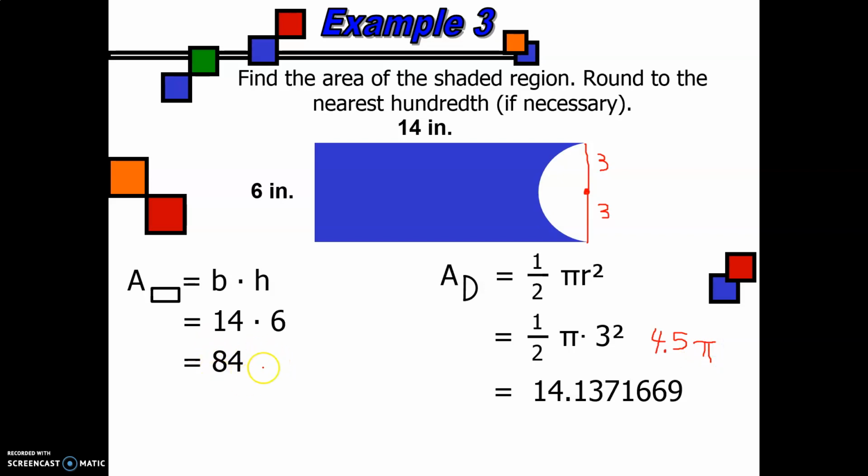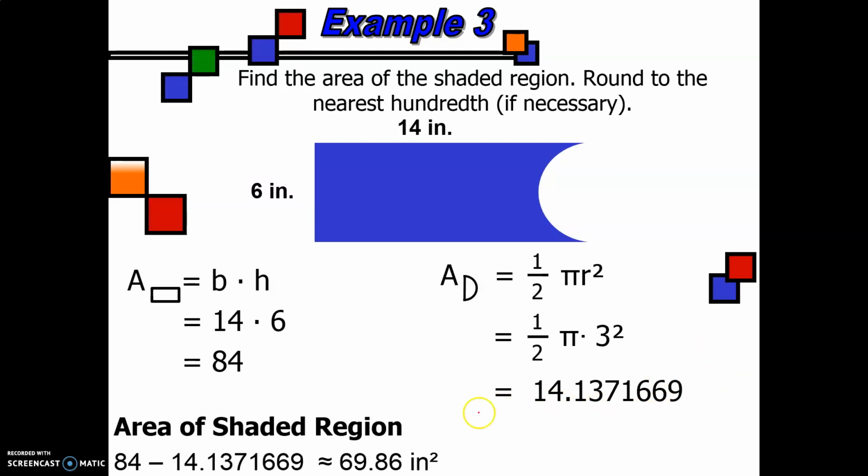And as before, you can take the entire 84 and just subtract away 4.5 pi. It's totally up to you how you want to do this. This is already approximated for us. And our shaded area calculation is 84 minus that 4.5 pi, which will give us about 69.86 square inches.